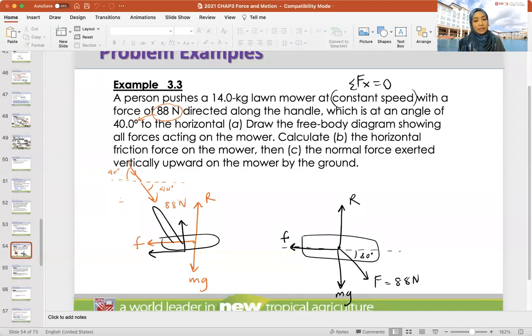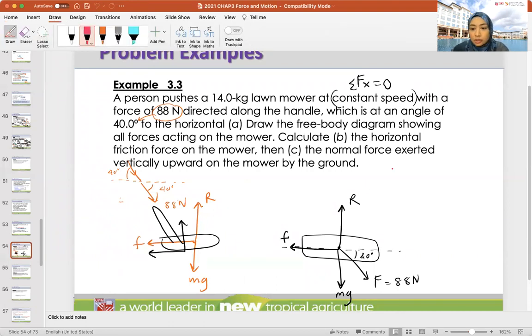Okay, so back to this example. A person pushes a 14 kilogram lawnmower at a constant speed with a force of 88. So immediately, last time I told you the equilibrium condition. What is the condition? What does it need to have?